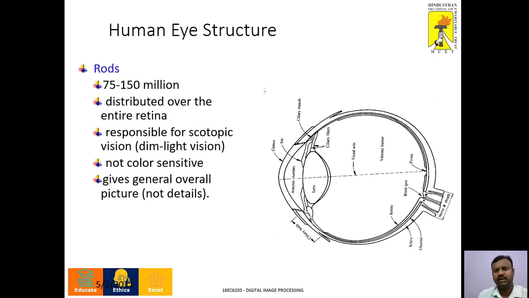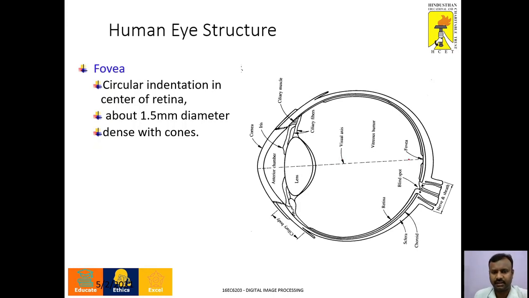Then rods. There are around 75 to 150 million rods present in the retina. They are distributed all through the retina, and these rods are responsible for dim light vision, otherwise called scotopic vision. This dim light vision will not give any details or color information. The fovea is the central part of the retina. It is about 1.5 mm in diameter, highly dense with cones.